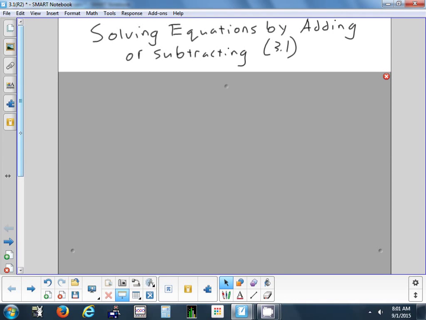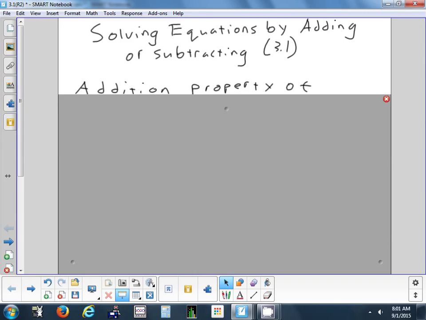All right, so we're going to take a look at section 3.1. Chapter 3 pretty much covers all the basics you need to know about how to solve an equation. In other words, how do you get a variable by itself? And that's something that we do all year.